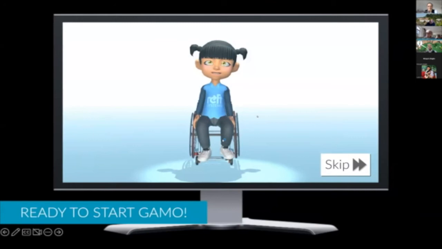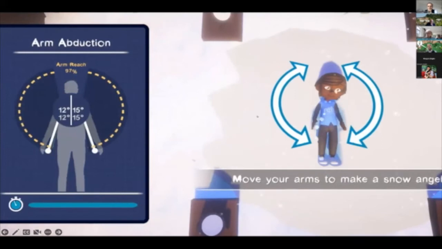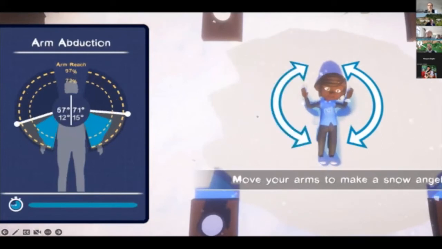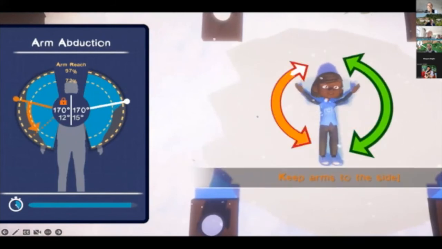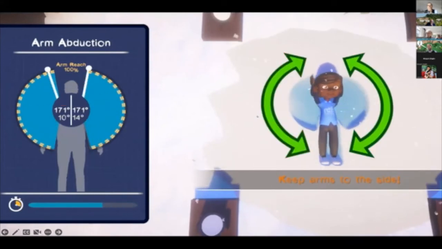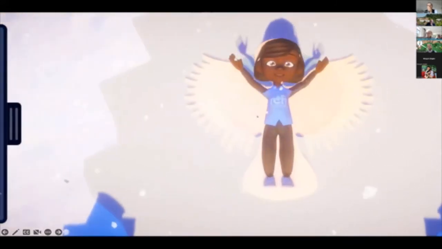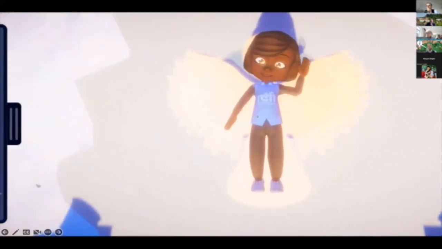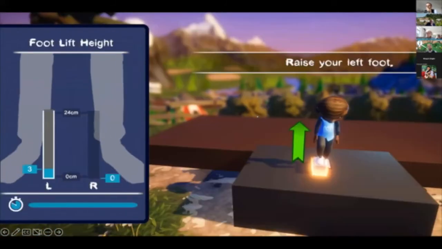And as a first step, special games are played. They're called assessment games. These games measure even further the functions of the body. As an example, you can see here the arm abduction measurement, which is a game of creating a snow angel, and this captures the range of motion, which then sets the games so that they are challenging and targeted for the patient.